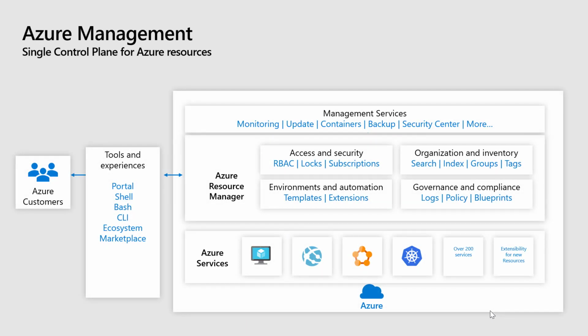So again, we have this Azure management for our Azure resources, right? We start from left to the right. We are Azure customers, and we can use the portal, the shell, or the Bash CLI. You can also see that we use Azure Resource Graph to browse our resources. And this is all enabled by the Azure Resource Manager itself. It gives us a ton of capabilities. Think about access and security like RBAC, logs, subscription management, but also governance and compliance with logs, policies, and blueprints. And obviously a lot more, which you can see here on that slide.